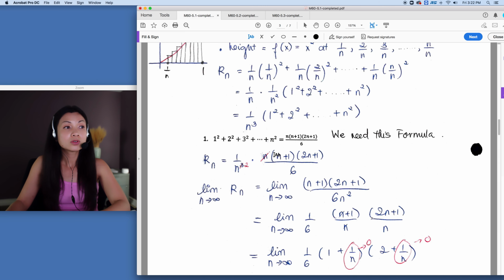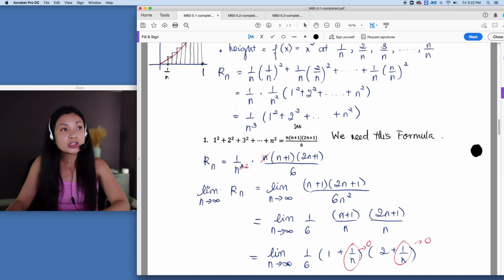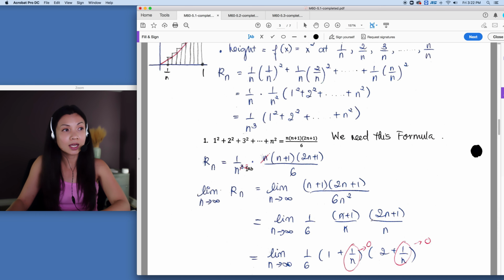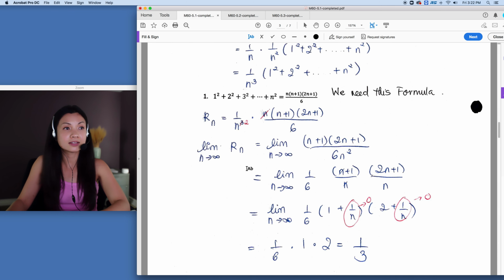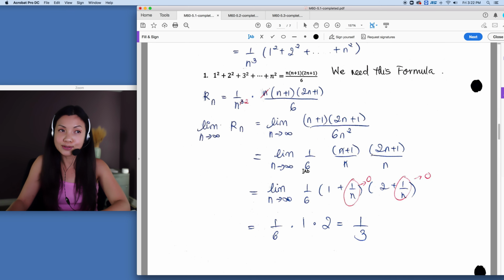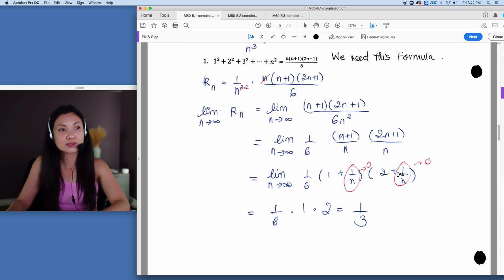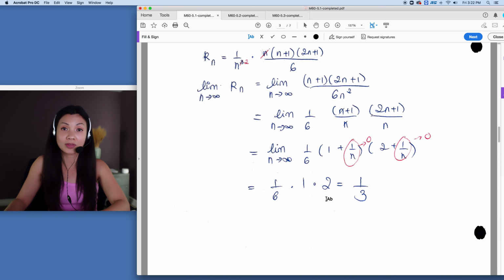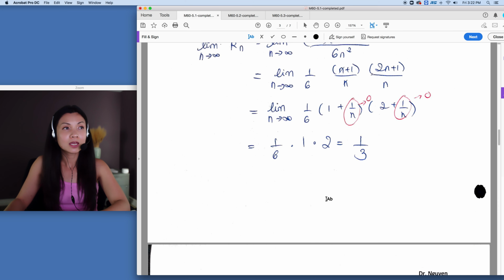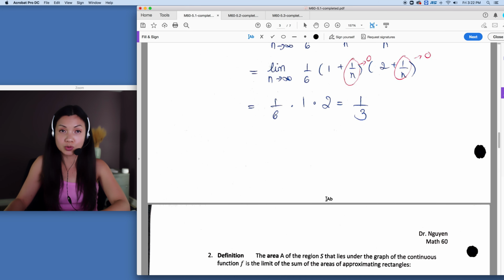So for Rn, I just take this and substitute with the formula. I cancel out n, then I take the limit. You know how to take a limit. You see it goes to 0 when n approaches infinity. So we have 1 over 6 times 1 times 2. Therefore, it's 1/3. Okay, so that's example 2.